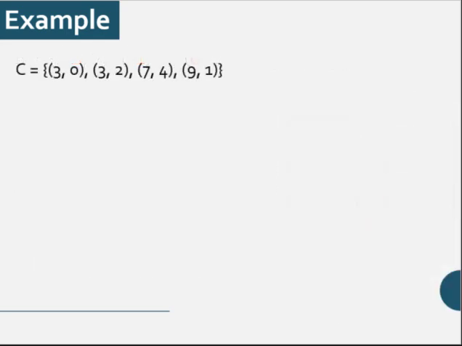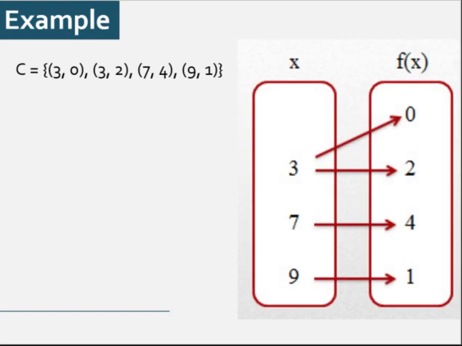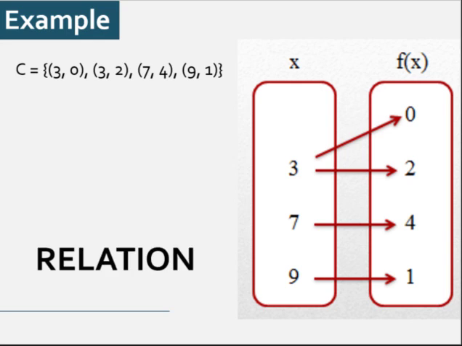Another example, C equals (3, 0), (3, 2), (7, 4), and (9, 1). Here is the graphical representation. So dito sa example na to, makikita natin na nadoble yung 3. Therefore, this is just a relation.